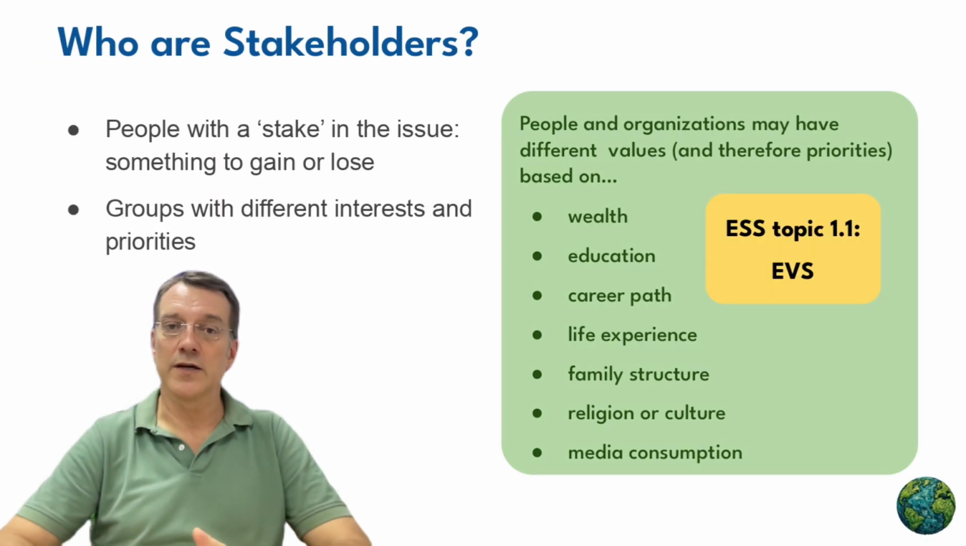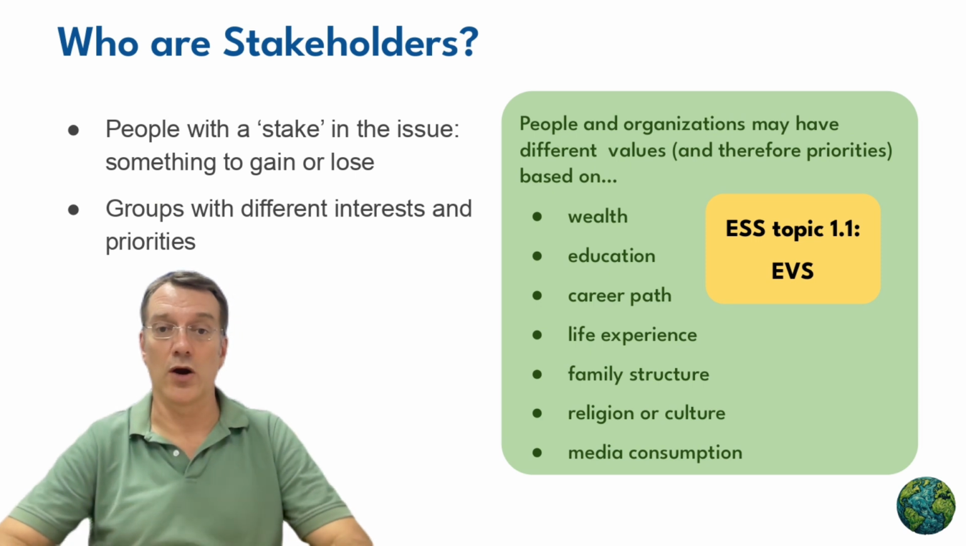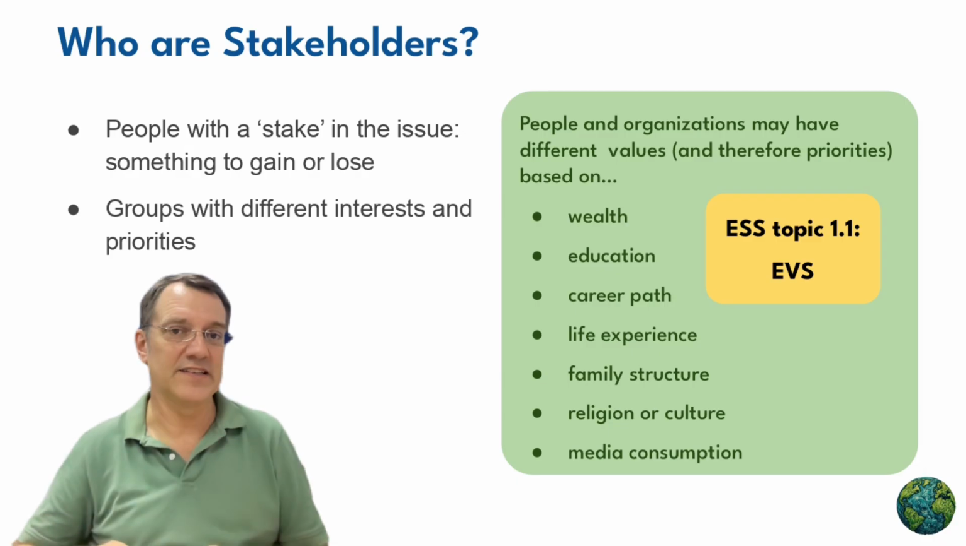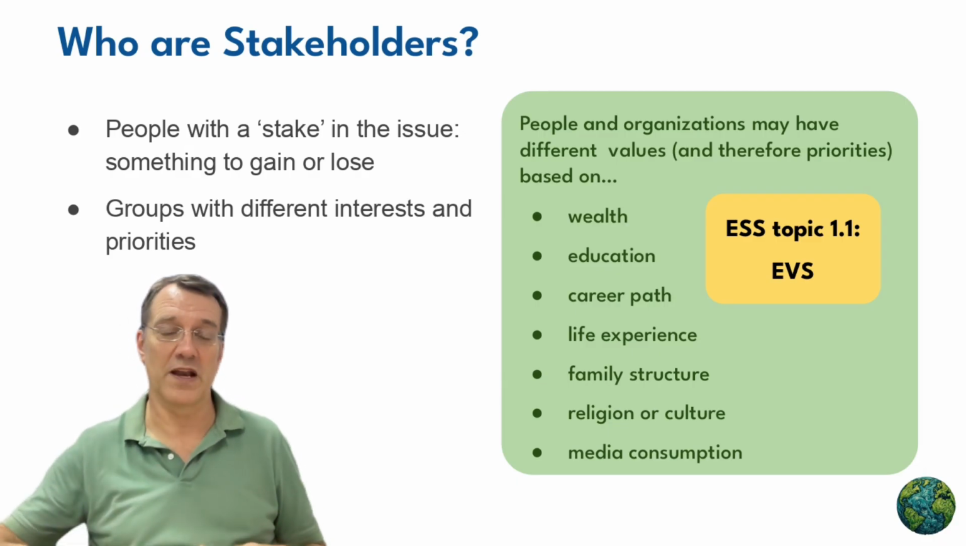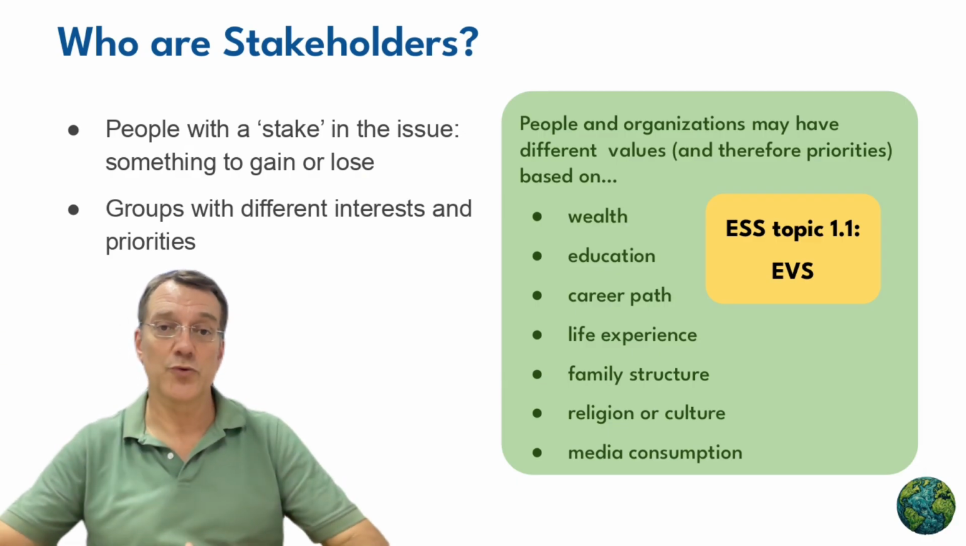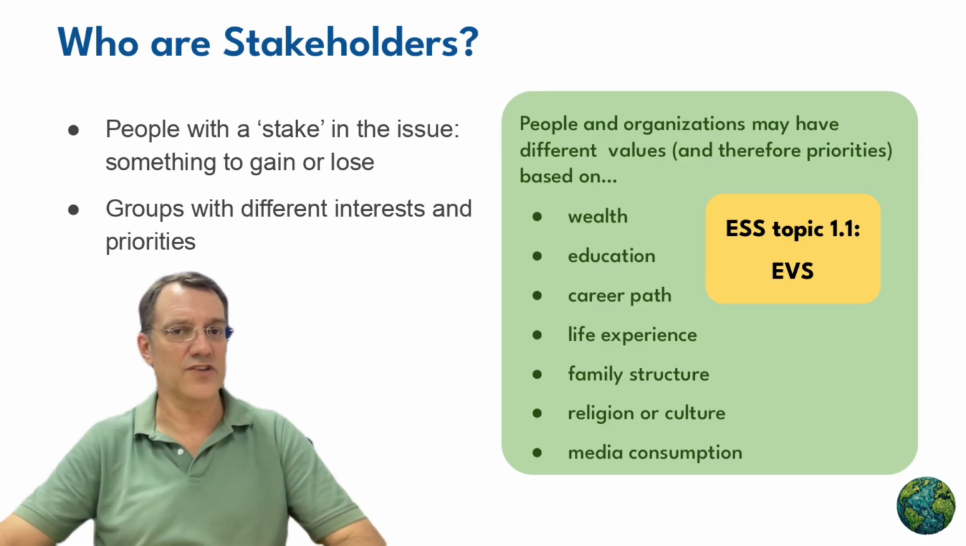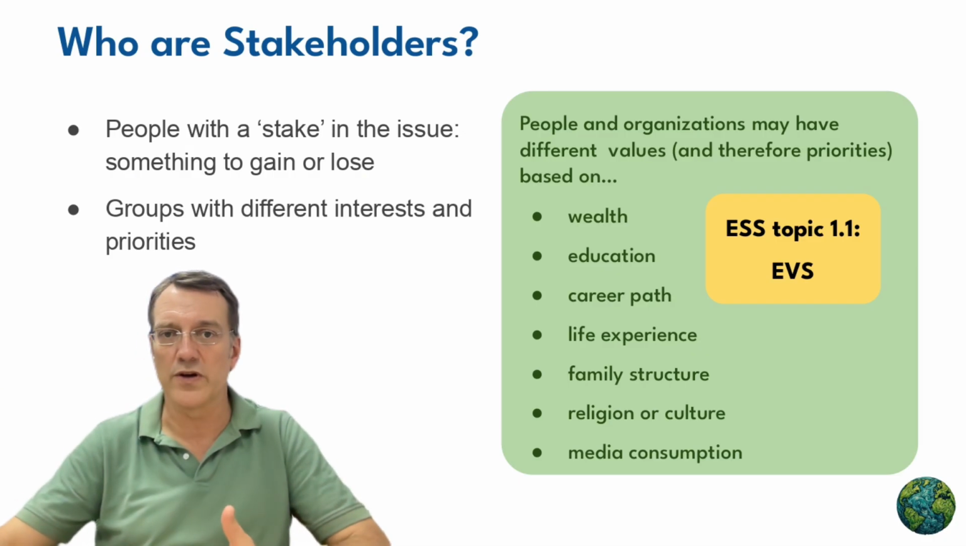Let's make sure we're clear on who stakeholders are. Stakeholders are people who have a stake in the issue. That means they have something to gain or something to lose depending on what happens. They're groups with different interests and different priorities. Why do different people and organizations have different values and therefore different priorities?